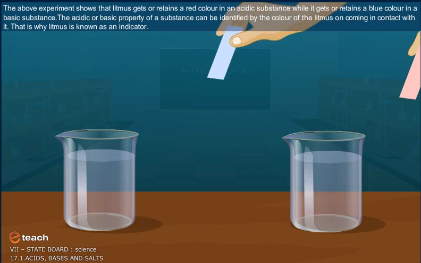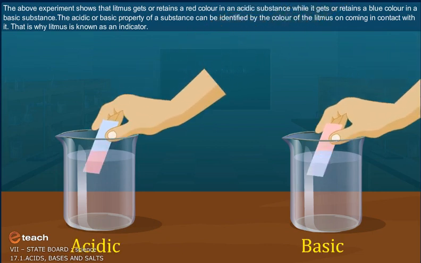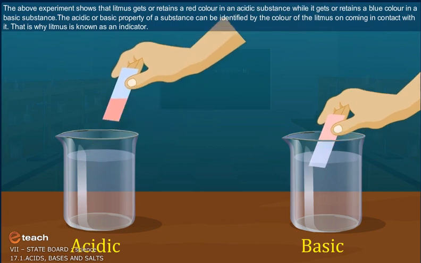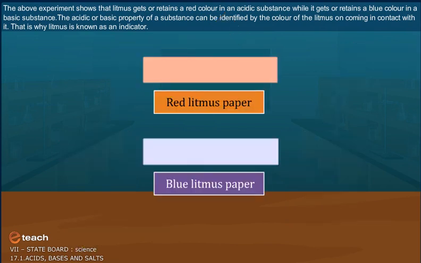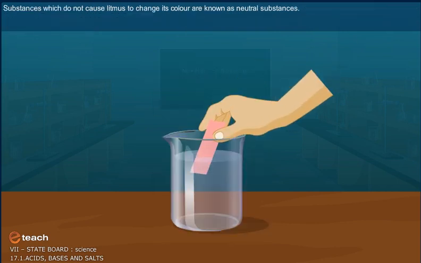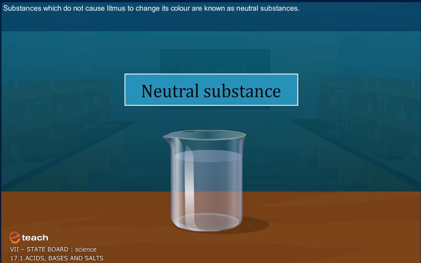The above experiment shows that litmus keeps a red color in an acidic substance, while it keeps a blue color in a basic substance. The acidic or basic property of a substance can be identified by the color of the litmus on coming in contact with it. That is why litmus is known as an indicator. Substances which do not cause litmus to change its color are known as neutral substances.